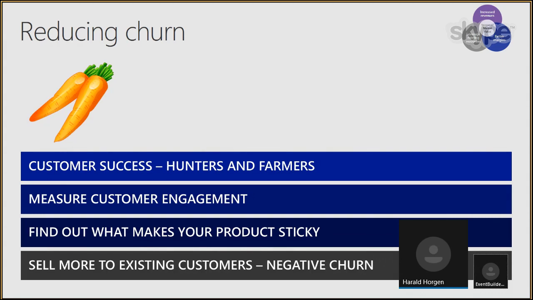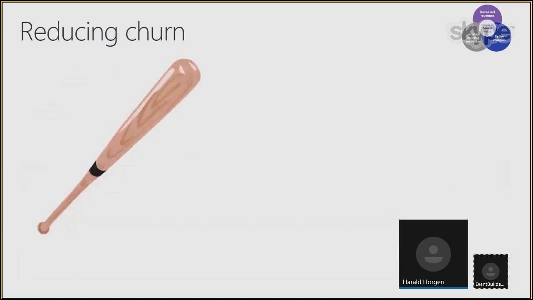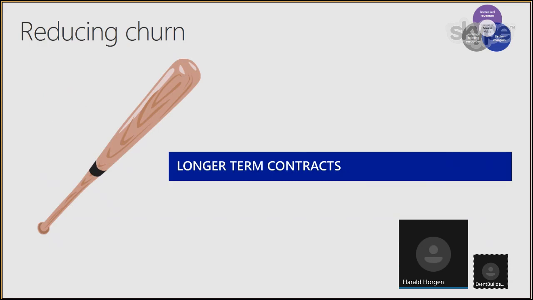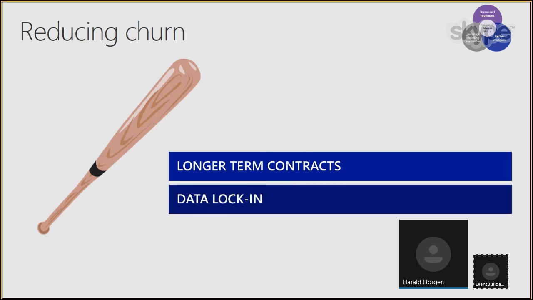And then negative churn is selling more to your existing customers to offset the ones that don't renew. So if 5% of your customers don't renew, but you're selling 10% more to your existing customers, you're actually offsetting the loss of revenues from that churn rate. So there's a carrot and a stick, and we see companies that do this: you make it difficult for companies to leave. So you have them sign longer term contracts, and in the enterprise space this is very common. 1 year, 3 year, 5 year contracts.